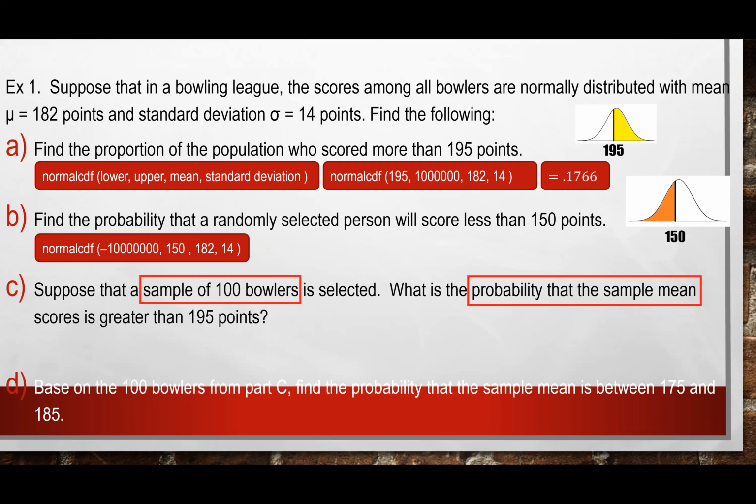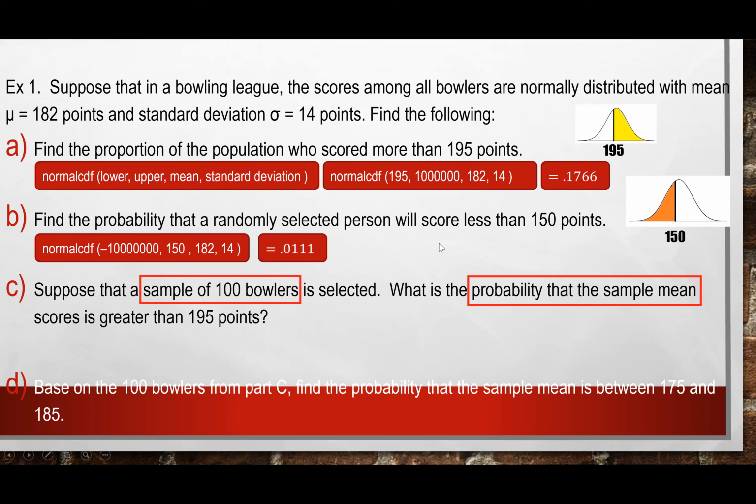My mean is 182. My standard deviation is 14. Using the normal CDF, I will get 0.0111, which is roughly 1%, right? Based on this data, only 1% of the bowlers will score less than 150. So again, in the bowling league, they should have a good score, right?